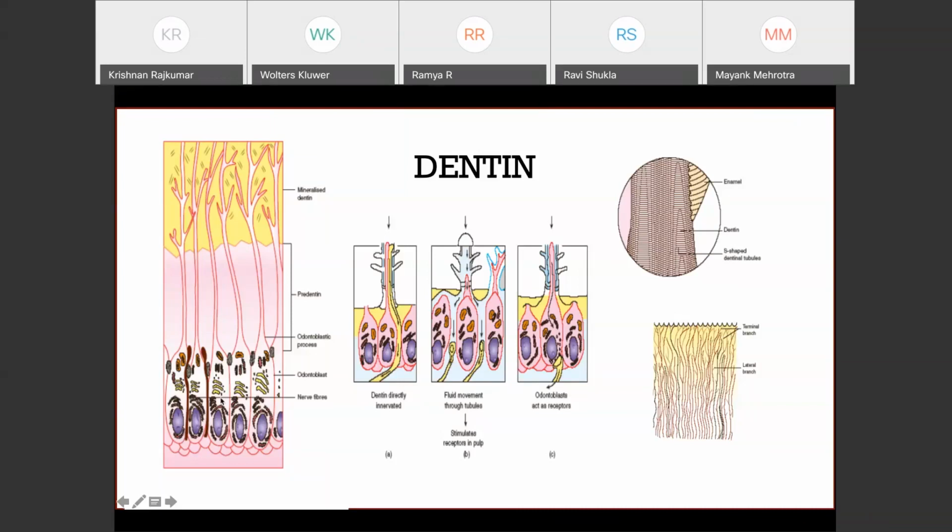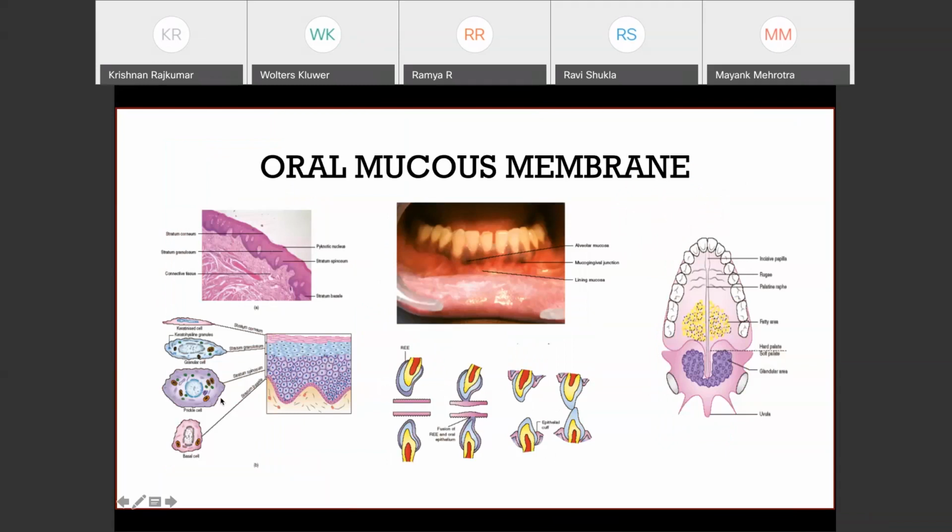And next we have the oral mucosa. This is very, very important, and you have to have a very sound knowledge about how the normal mucosa looks like and how it can appear during pathological conditions. Not only that, there are so many normal variations which we come across, and we should know how to differentiate a variation in the mucosa from a pathological condition.